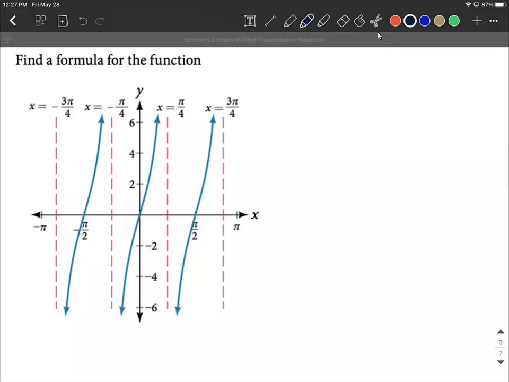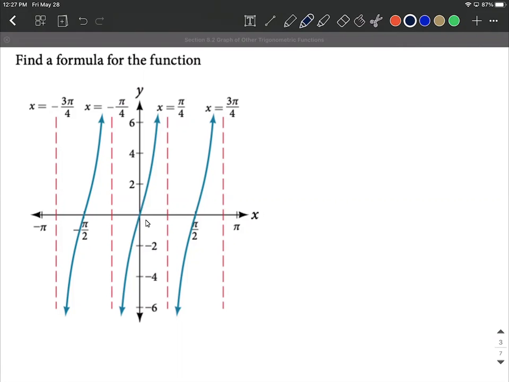All right, let's find the formula for a tangent graph. So we have a graph given to us, and we want to come up with the formula or the equation of the function that would produce this graph. So it's obviously a periodic function, keeps repeating itself. Let's just focus on the first period, or this middle one as it's graphed out here.